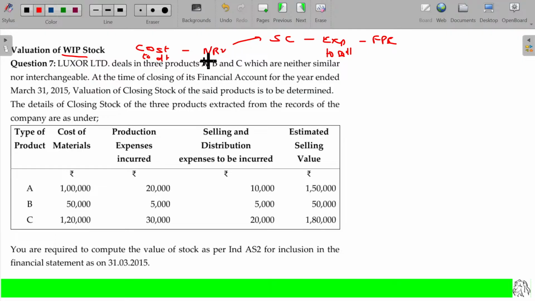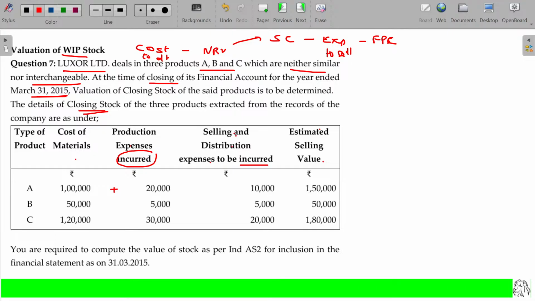Now, Luxor Limited deals in three products A, B, and C, which are neither similar nor interchangeable. At the time of closing of its financial accounts for the year ended 31st March 2015, valuation of closing stock of the said products is to be determined. The details of closing stock of the three products extracted from the records of the company are as under: cost of material, production expenses incurred. So, this is already incurred. Selling and distribution expenses to be incurred, estimated selling price.